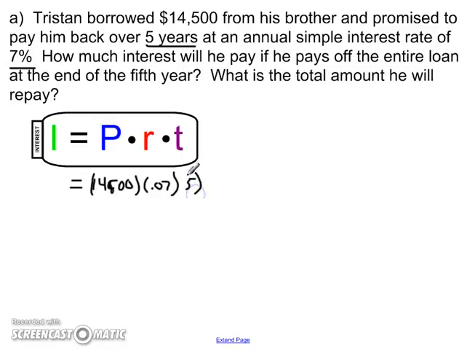To calculate the interest, I take the principal, multiply by the percent, and multiply by the time. I'm going to punch that into a calculator, 14,500 times 0.07 times 5. This value is $5,075. So the interest only is $5,075. That is the answer to the first question, how much interest.